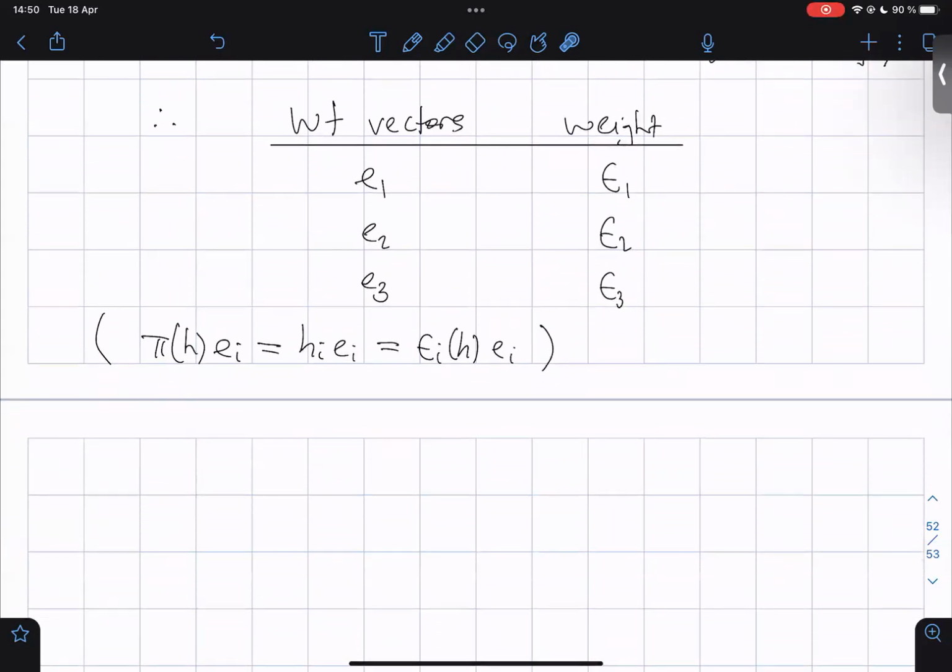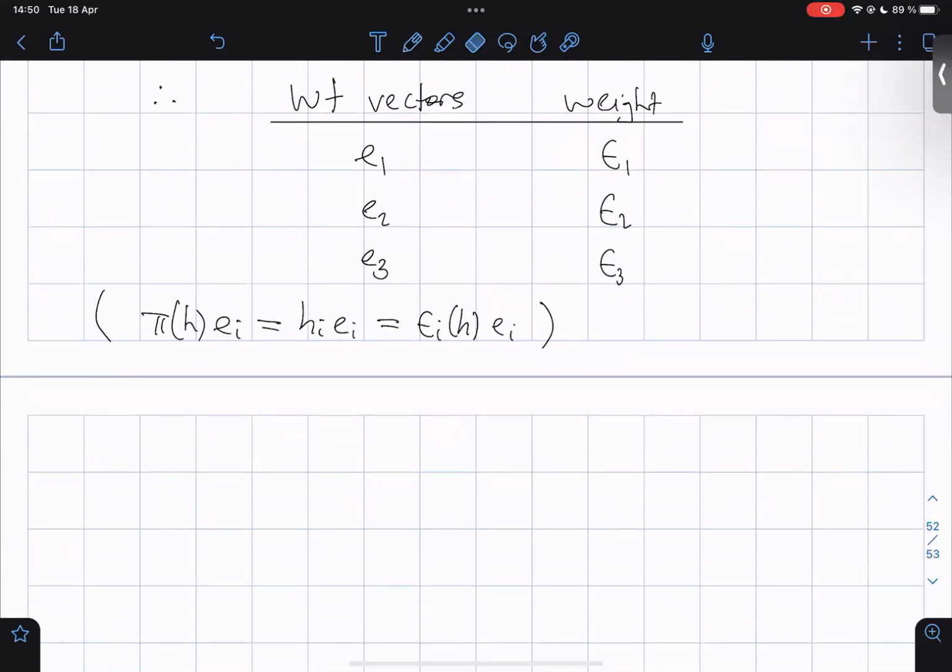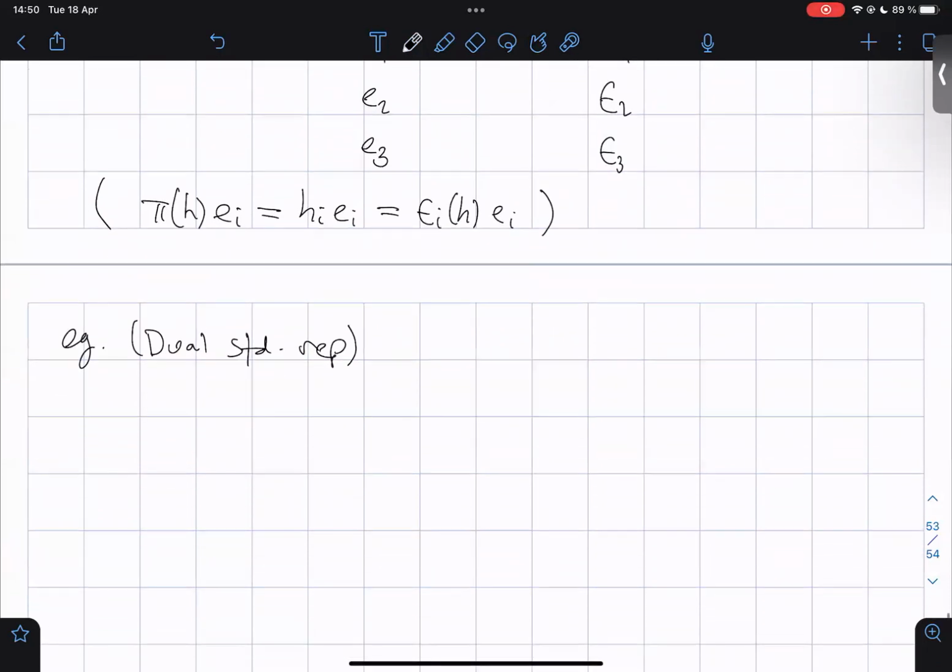Okay, and here I'm not using Einstein's summation convention. There's no sum here. Okay, so that's one basic representation. So let's look at its dual. So the dual standard rep.